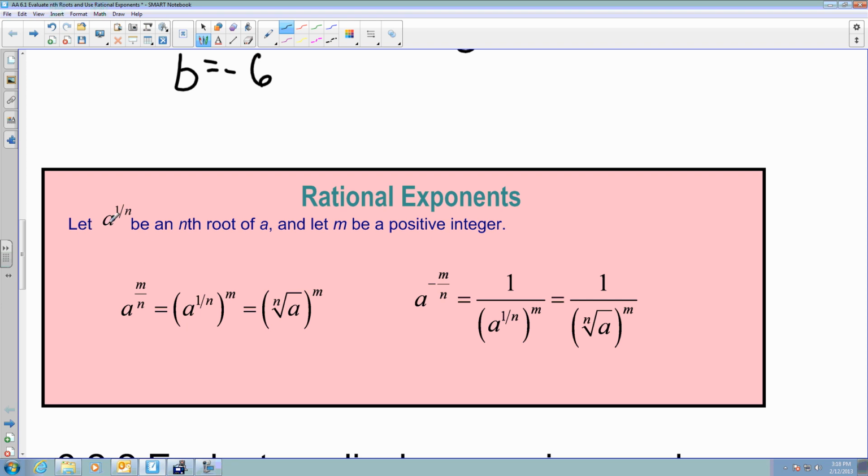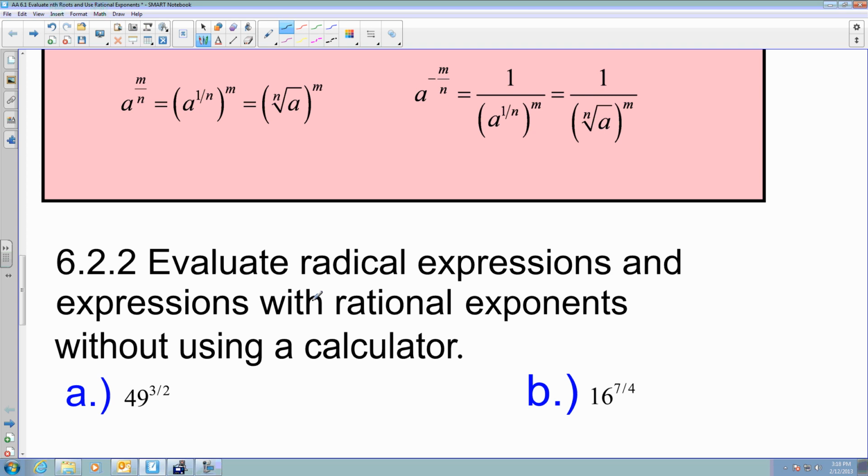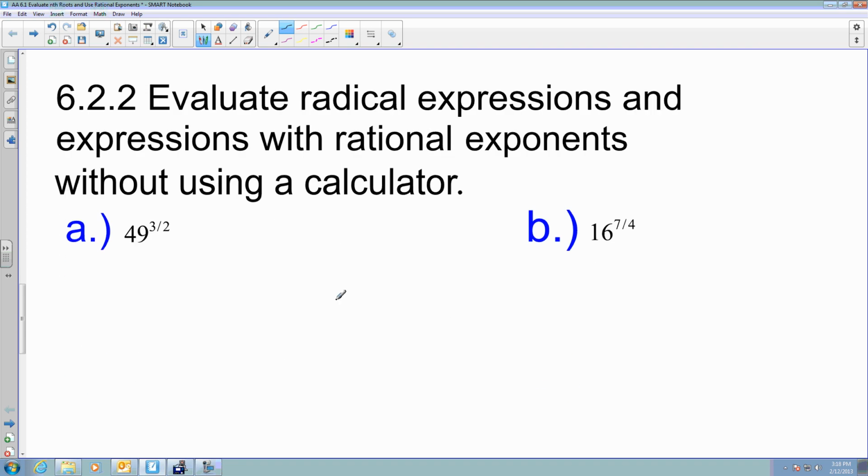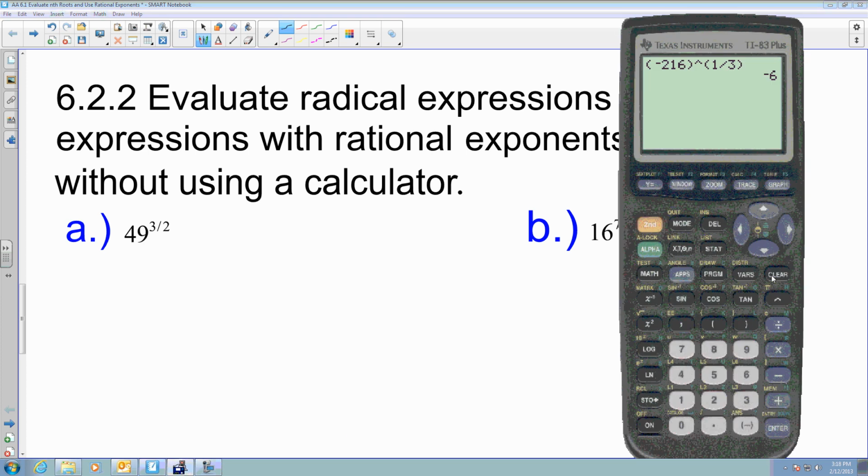So if you let a to the 1 over n be the nth root of a and let m be a positive integer, we can say that a to the m over n equals a to the 1 over n times m, which also equals the nth root of a to the m. It's what I was talking about when I was punching in my calculator. Here it says evaluate rational expressions without using a calculator, but I'll use it just for demonstration purposes.